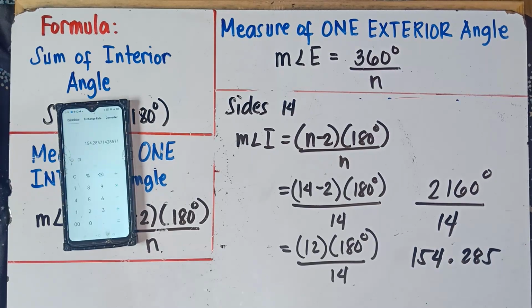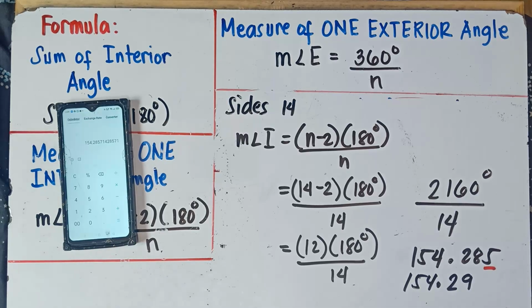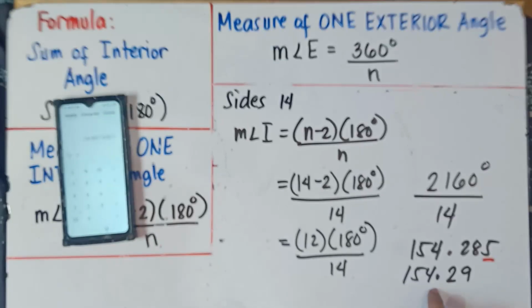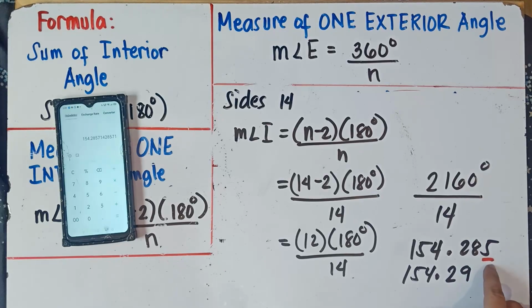154.285. So once again, we need to have at least 2 decimal places. After the 8, there is a 5. So therefore, we can round up, and this will be 154.29. Once again, class, round your answer to 2 decimal places. This is 154.29 because after the 8, there is a 5.